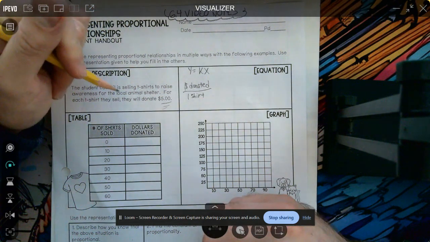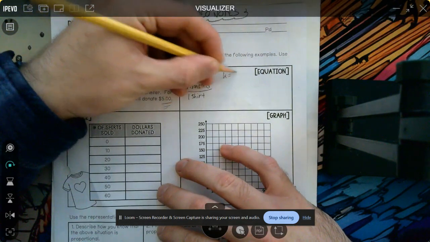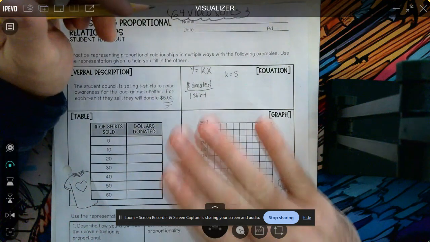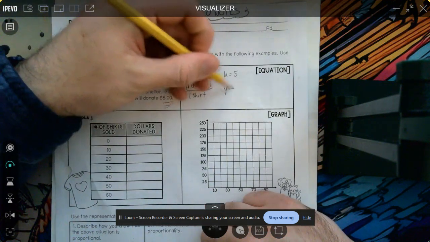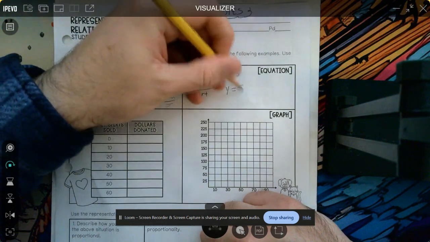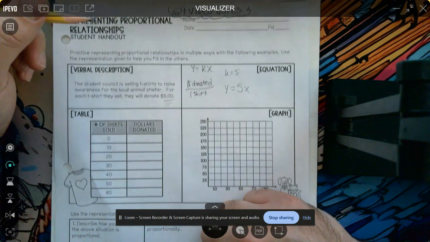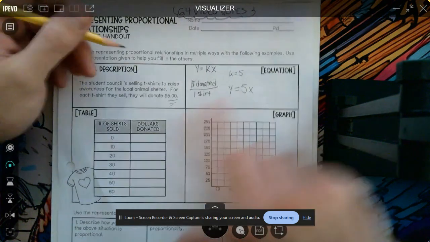And do we have the information? Yes, we do. Our k value would be 5. They're donating $5 for one shirt. So our equation would be y equals 5x. So now we're going to use this equation to fill out the table.